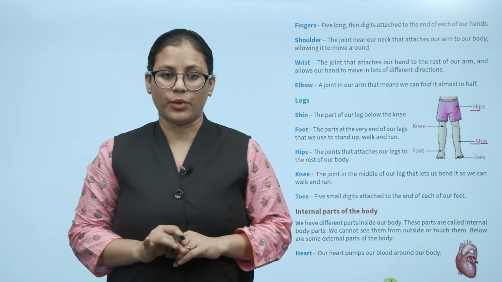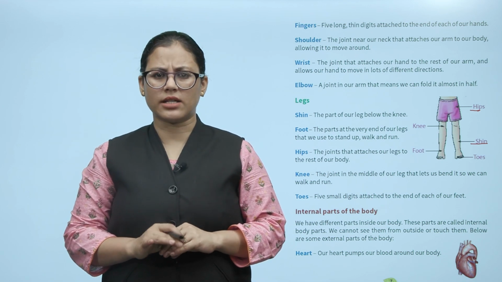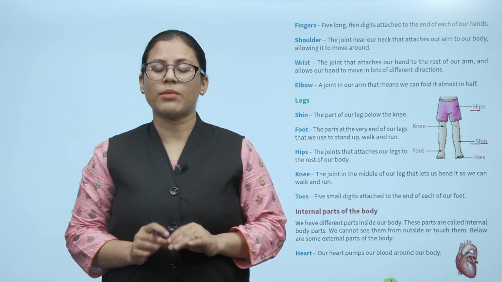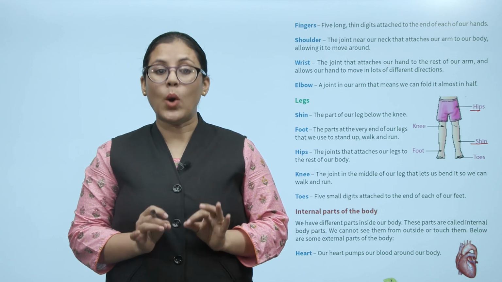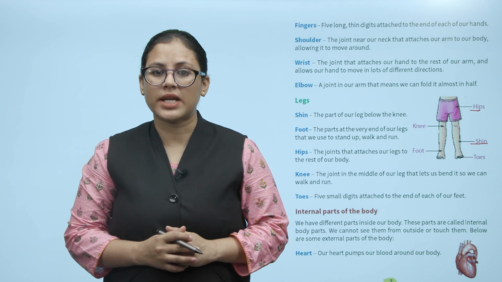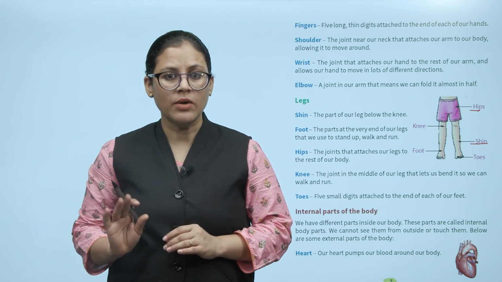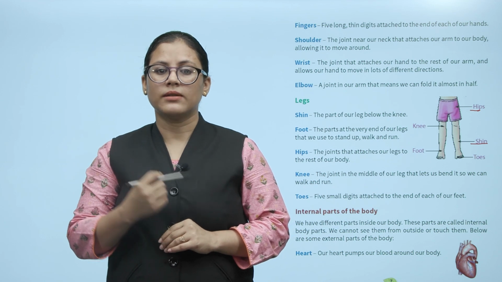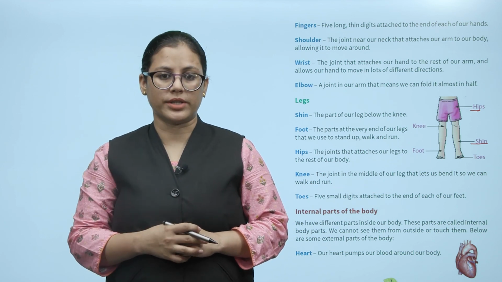Internal parts of the body. We have different parts inside our body. These parts are called internal body parts. We cannot see them from outside or touch them. Below are some internal parts of the body. जैसे हमारे external parts हम देख सकते हैं, internal को हम नहीं देख सकते, वो हमारी body के अंदर होते हैं. Heart. Our heart pumps our blood around our body.